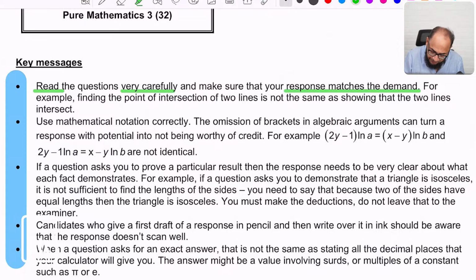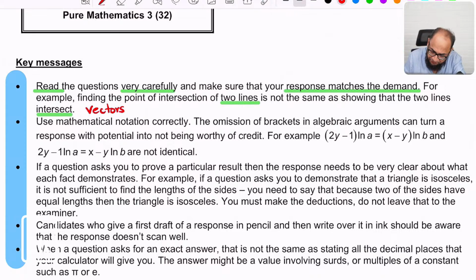For example, finding the point of intersection of two lines is not the same as showing that the two lines intersect. A very good point. This is with respect to vectors that they are talking about. The first thing is they're asking, show that the lines intersect. So now you must have done a question like that in which whatever the parameter that you use, maybe that parameter is lambda and mu. And if it satisfies all three equations, the lines intersect. If it does not satisfy, therefore the lines do not intersect. And the next step is that you find the point of intersection, place lambda where it belongs or place mu where it belongs.